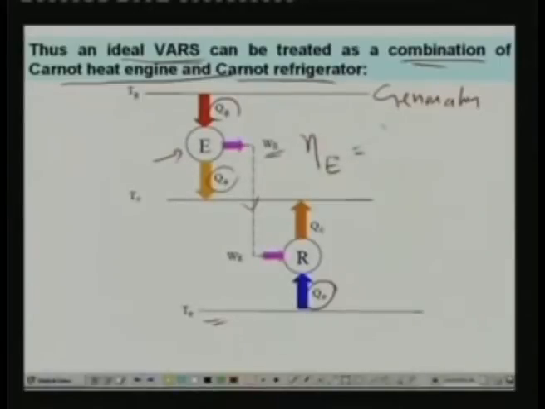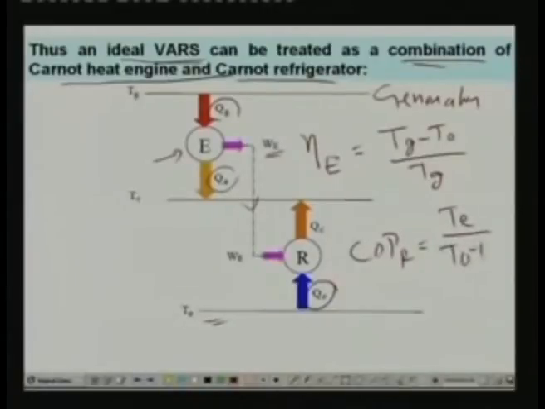The efficiency of this heat engine is nothing but TG minus T naught by TG, and the COP of this Carnot refrigerator is, if you remember, TE divided by T naught minus TE. So the combined COP is nothing but the efficiency of this multiplied by the COP of this, that is eta E into COP R. So that is how you can split a 3 temperature refrigeration system as a combination of 2 temperature systems.